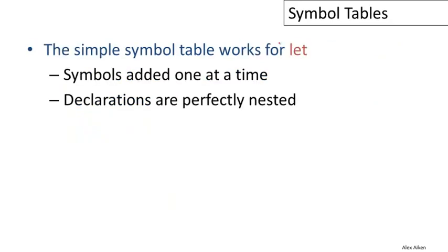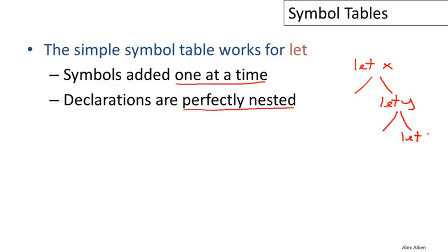So this simple symbol table works well for let because the symbols are added one at a time and because declarations are perfectly nested. And in fact, the fact that declarations are perfectly nested is really the whole reason that we can use a stack. So take a look at this little example. Let's say we have 3 nested lets, and here I'm not showing the initializers in the left subtrees. They don't matter for what I want to illustrate.